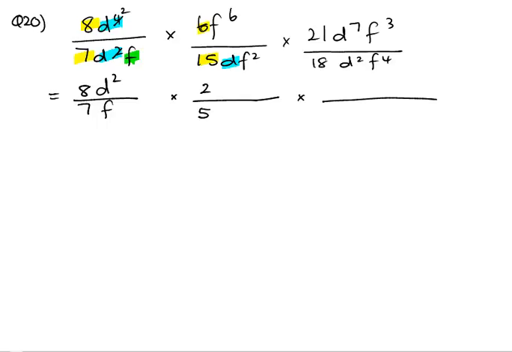Then we look at the d's. There's only one d on the bottom, so it doesn't get affected. Then we look at the f's. 6 take away 2 is 4, so f to the power of 4.